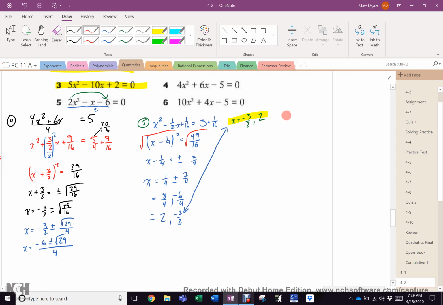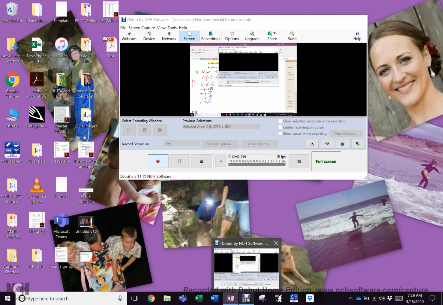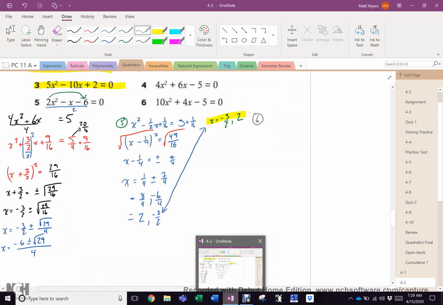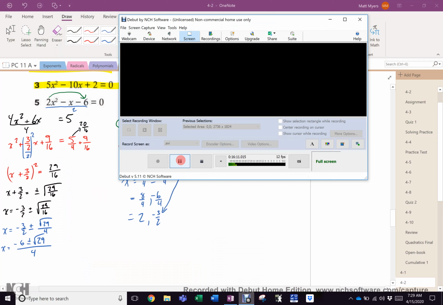And lastly, let's look at number 6. Oh, I don't like using red. So you guys have a look at number 6. Look at your work. See if you're going to be happy with it.